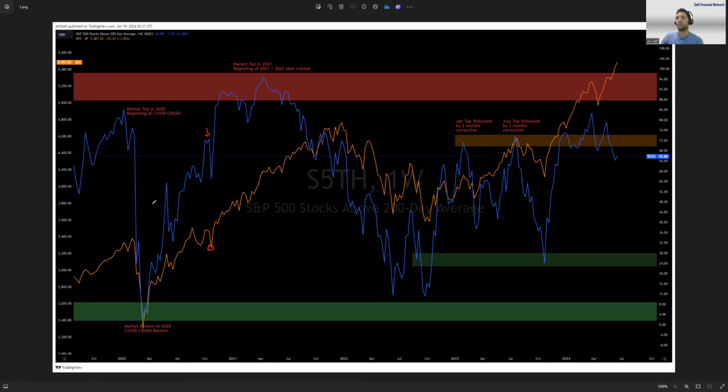As you see here, market breadth usually goes down or up prior to any significant movement. For example, this is the market top in 2020, the beginning of the COVID crash. Market breadth went down, so we saw divergence before the market collapsed. And then the market collapsed, obviously. They both bottomed at the same time in March 2020. It goes higher.